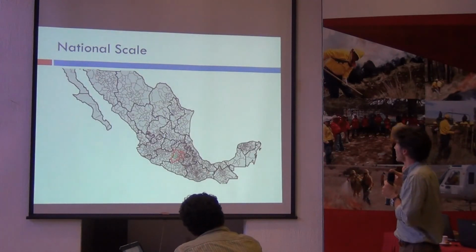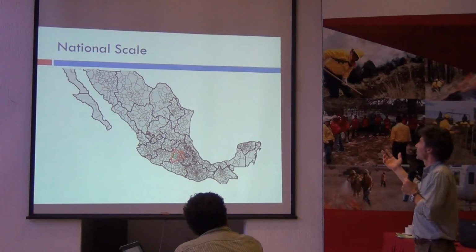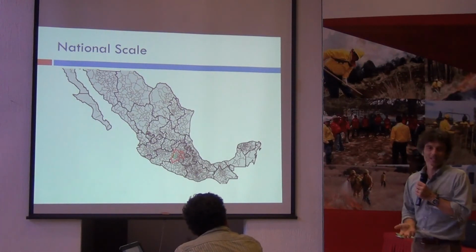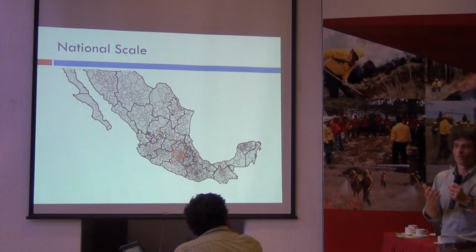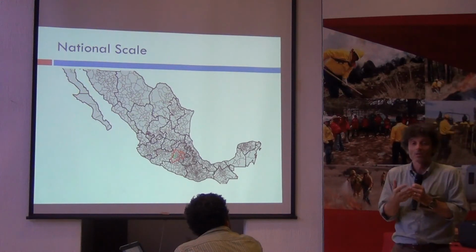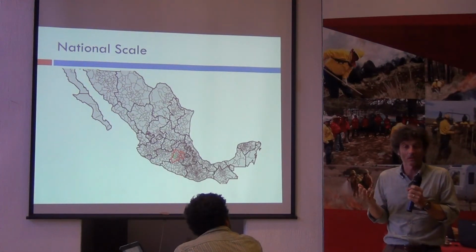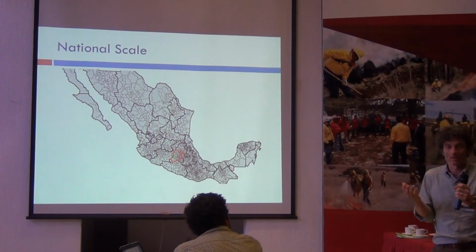But the question is, is the map going to be useful at the national scale? Not really. Because you already have the result from the forest inventory data, so if you want to report at the national scale, you know what the biomass in the country is.